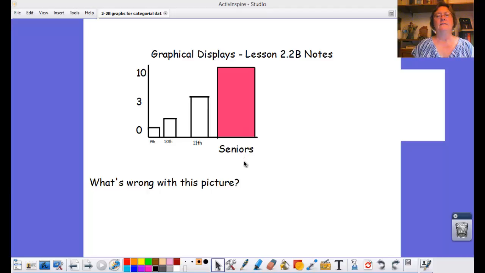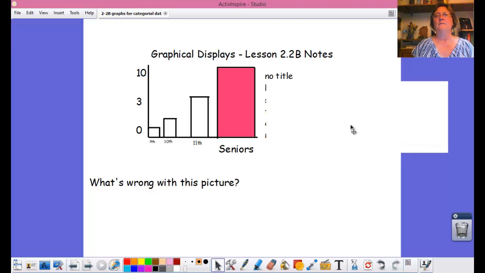To get you started, I'd love to have you take a look at the graph that's shown here. There's so much wrong with it that words can hardly express it, but I'd like you to help me pick out some flaws. One of the big ones is that we don't have a title here. So I'd like to give you a title. This graph is supposed to be showing senior coolness. Okay, this is the senior coolness meter.